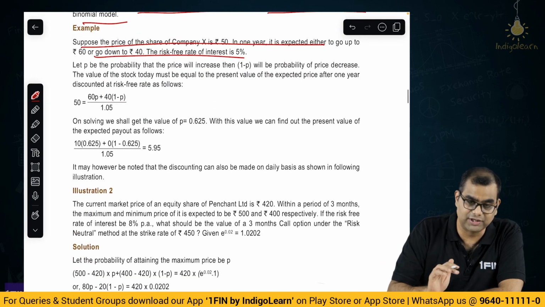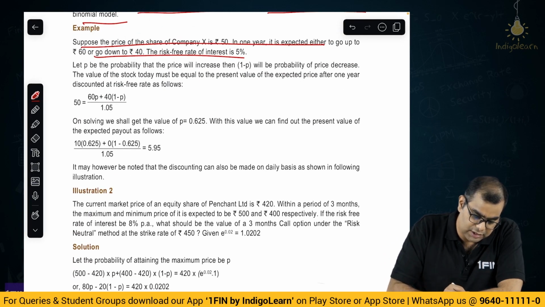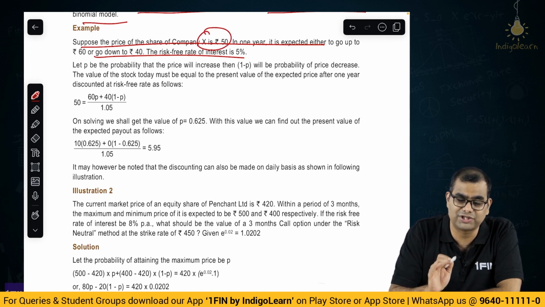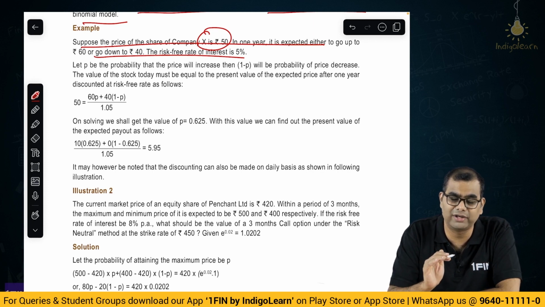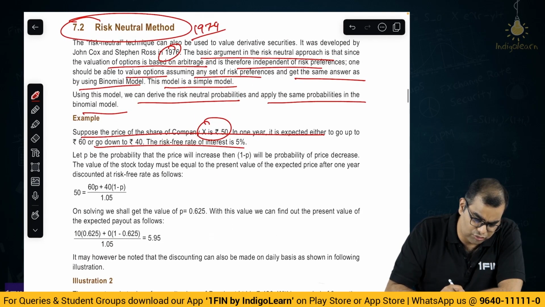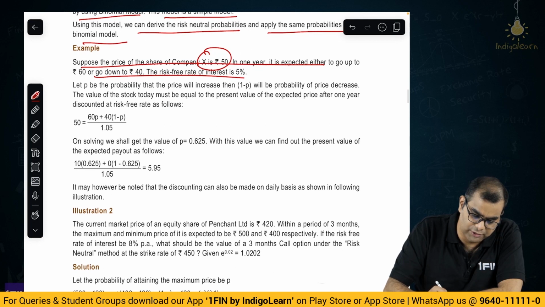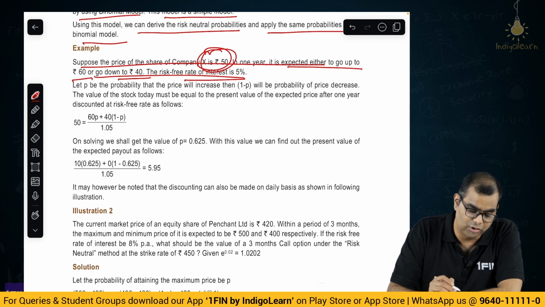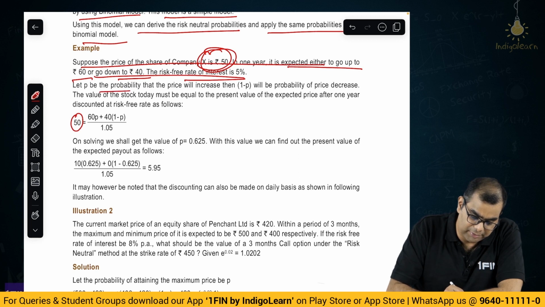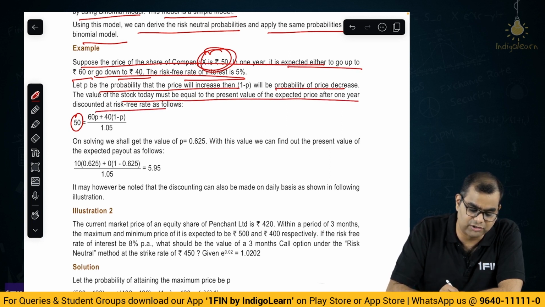Okay, so in this, you see what they have done. Here they have applied the probabilities to the price of the share. They have not gone into valuing the option. You will notice that subtle difference. This is the example just before illustration 2. The price is expected either to go up to 60 or go down to 40, the risk-free rate is 5%, and the strike price is 50. What is the underlying principle here? Let P be the probability of upward movement, and 1 minus P the price decrease. The value of the stock today must equal the present value of the expected return after 1 year, discounted at the risk-free rate.